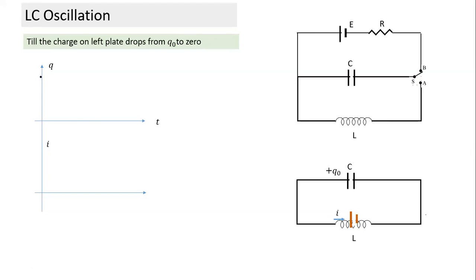So let's say at time t = 0, what is the charge on the capacitor? On the left plate, the charge was Q0. At a certain value of t, this charge has become 0. So these are two points here. And correspondingly, what has happened to the current here?